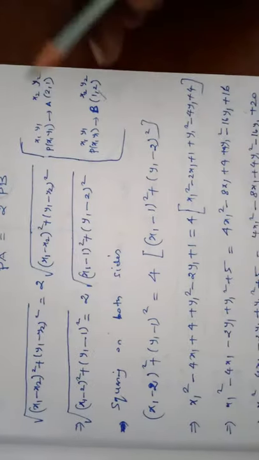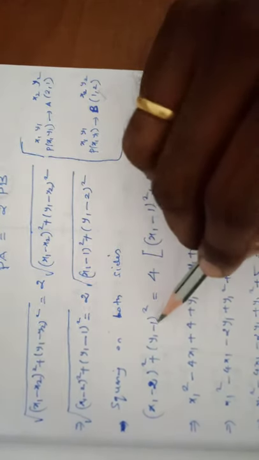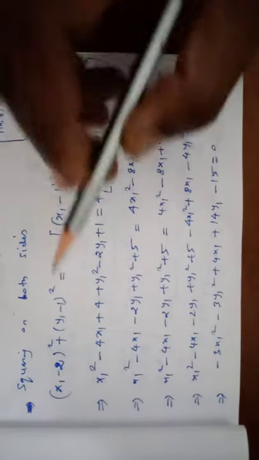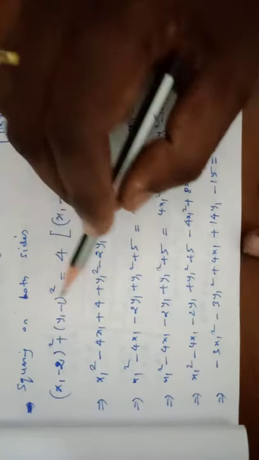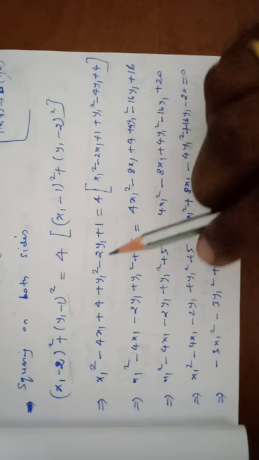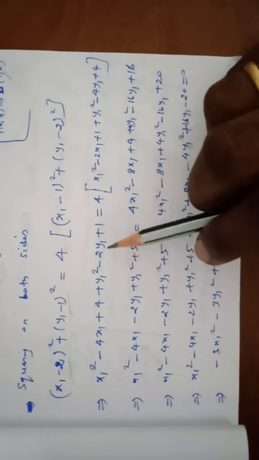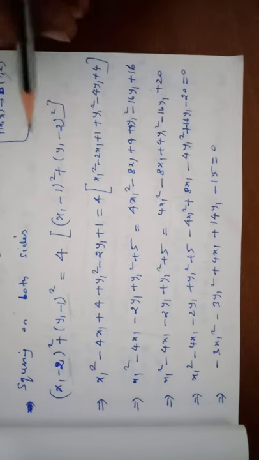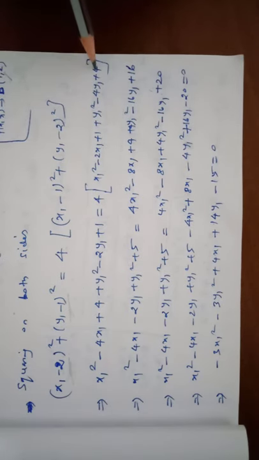So squaring on both sides, the square root is cancelled. So (x1 minus 2) whole square plus (y1 minus 1) whole square equal to, 2 square is 4 into (x1 minus 1) whole square plus (y1 minus 2) whole square. Again applying the (a minus b) whole square formula: x1 square minus 4x1 plus 4, and y1 square minus 2y1 plus 1, equal to 4 times of x1 square minus 2x1 plus 1, and y1 minus 2 whole square is y1 square minus 4y1 plus 4.